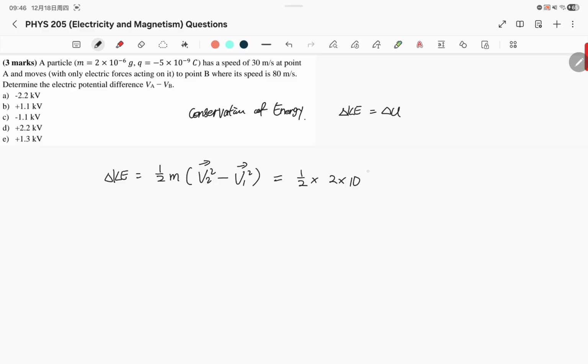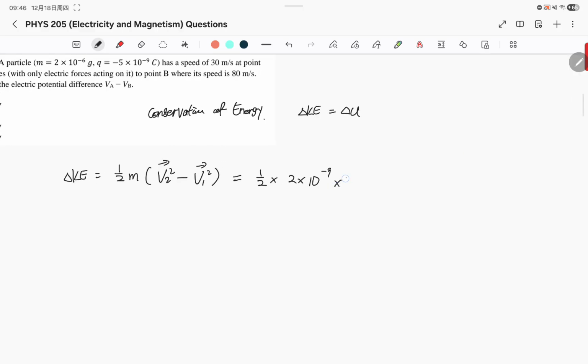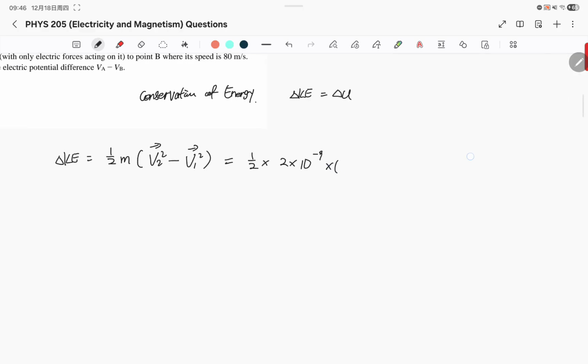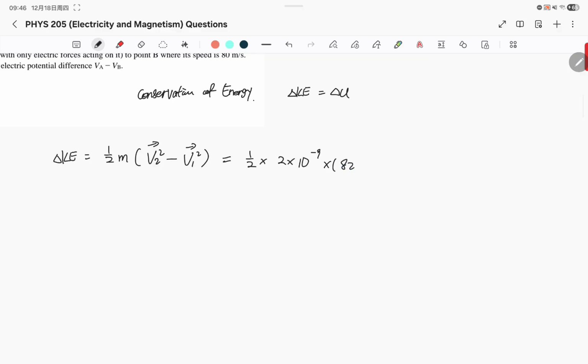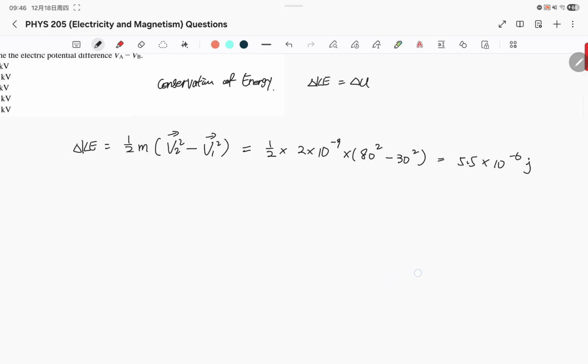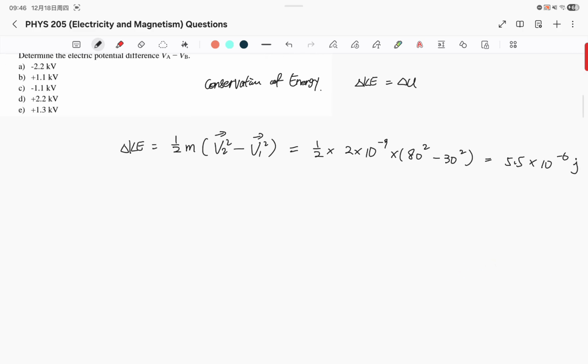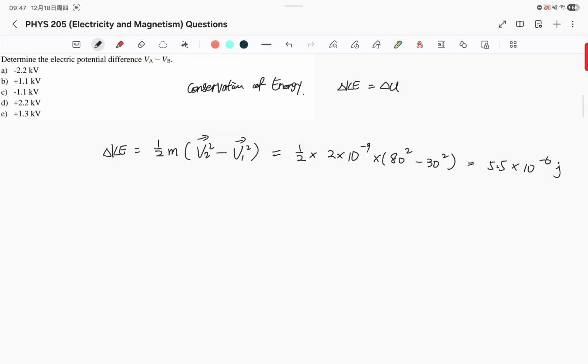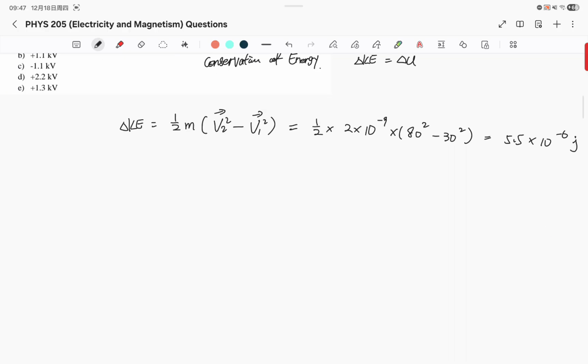So instead of 10 to the power of -6, it's going to be -9. Now we're in kilograms. Velocity is always in meters per second. V2 is 80, 80 squared minus V1, which is 30 squared. And that gives me 5.5 times 10 to the power of -6, in units of joules, because we're dealing with energy. And that means this much kinetic energy becomes potential energy. So I can say that delta U is the same value as delta K.